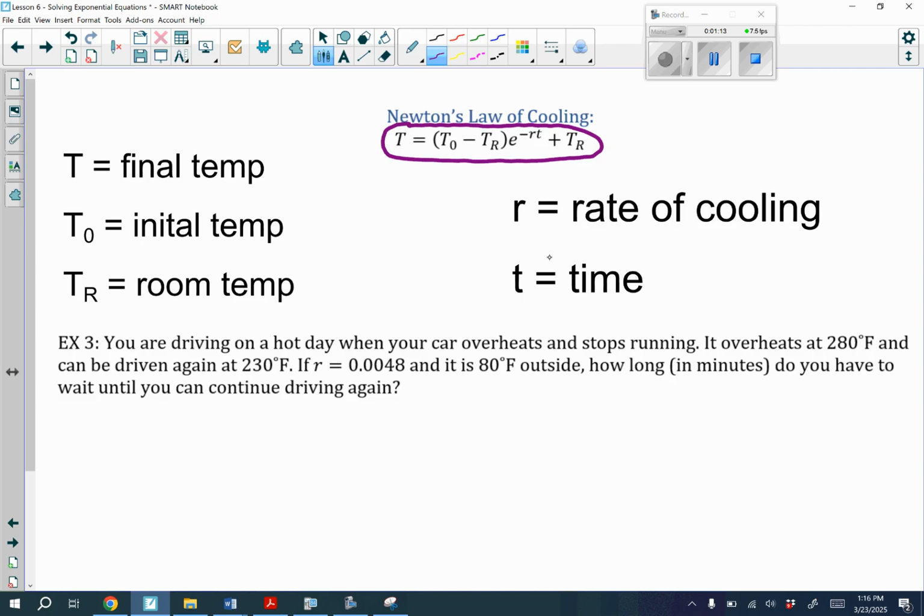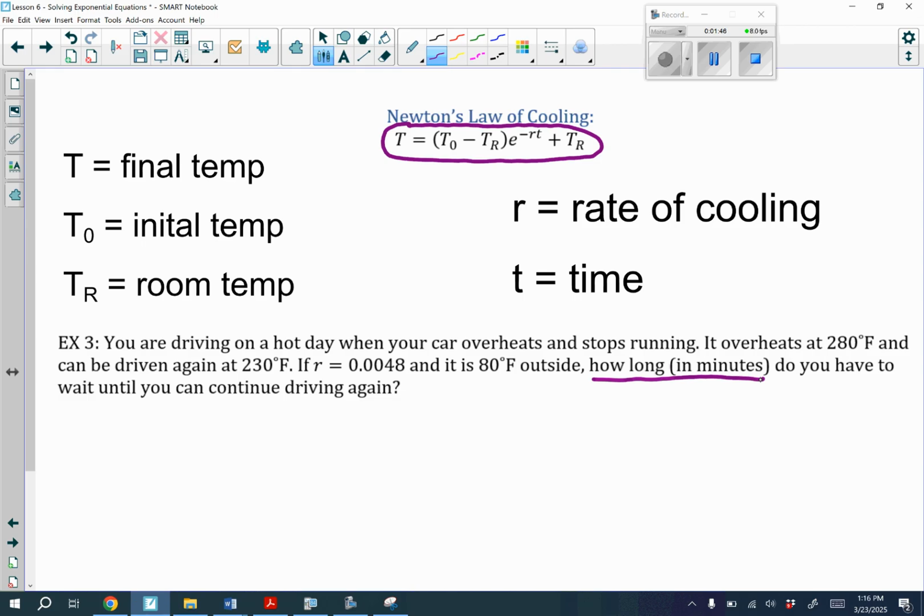Okay, let's see how we're going to apply Newton's law of cooling for our example here. Example 3 says you are driving on a hot day when your car overheats and stops running. It overheats at 280 degrees Fahrenheit and can be driven again at 230 degrees Fahrenheit. Now, if the rate, or R, is equal to 0.0048 and it's 80 degrees Fahrenheit outside, how long in minutes, that's a key thing, how long in minutes do you have to wait until you can continue driving again?